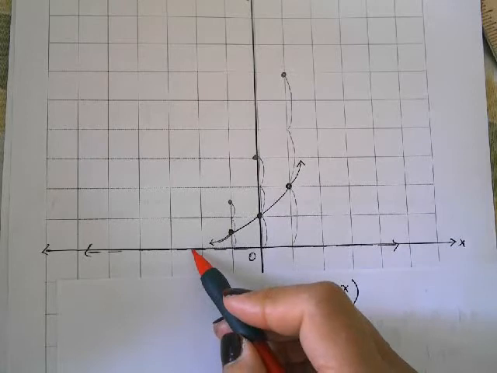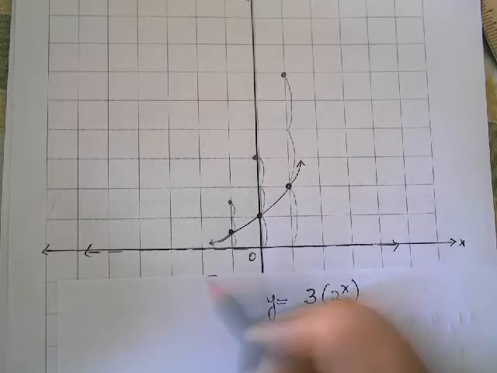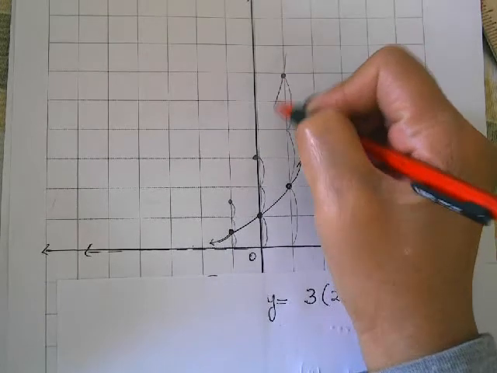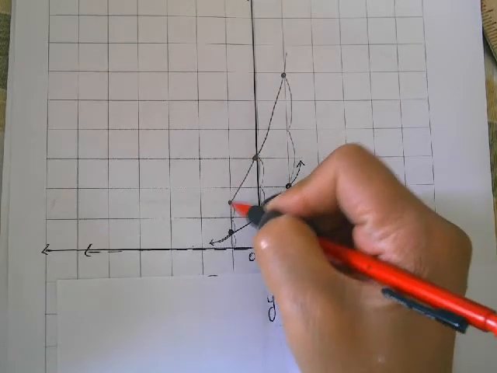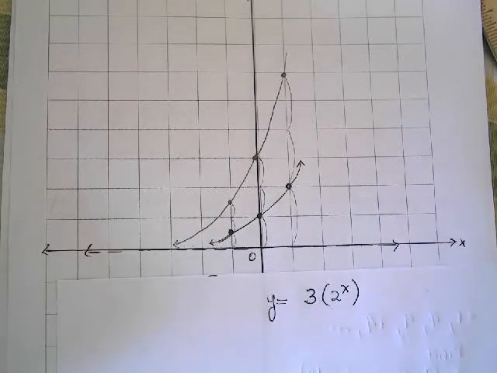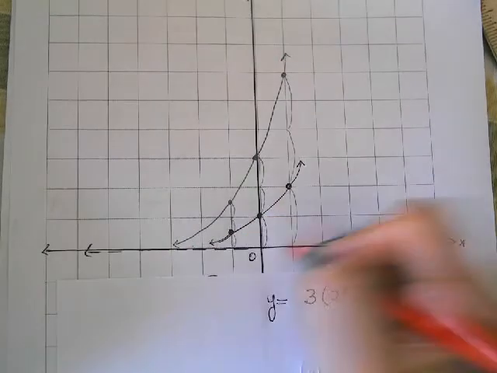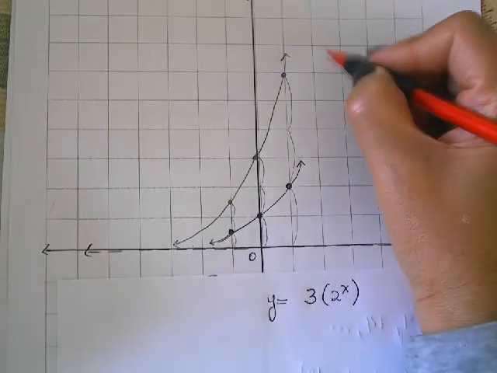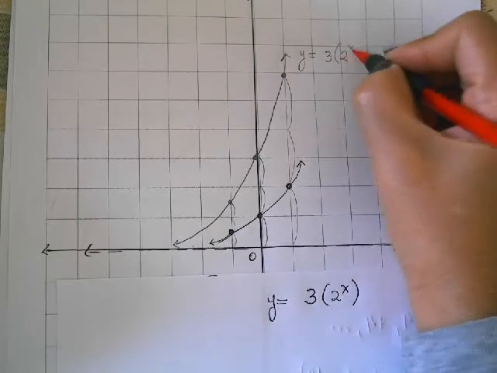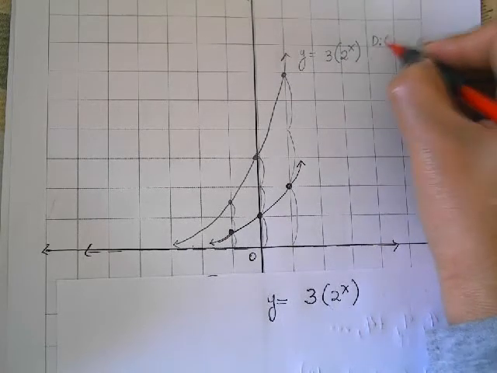We cannot stretch this from 0 because it's already on 0. So that will remain our asymptote. So you see, this is the stretched graph, and we will approach 0 just the same. Just try to approach it like that. The asymptote is the same. So this is the graph y equals 3 times 2 to the x, and our domain here will be the same.